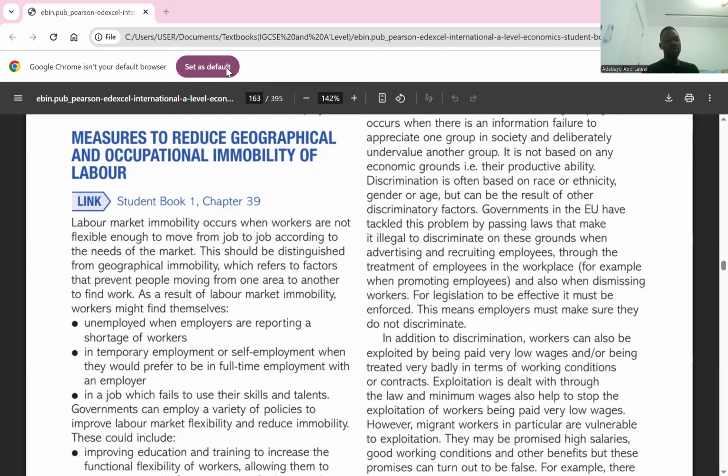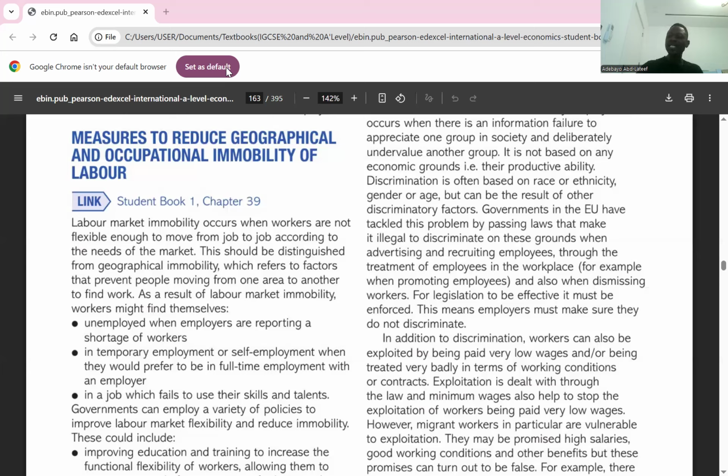Where there is geographical and occupational immobility of labor, it simply means that there's labor market immobility, because the labor market comprises the geographical location and occupation. So there is occupational immobility and geographical immobility in the labor market. As soon as these two occur, it simply means there's labor market inflexibility. There's no flexibility in the labor market.